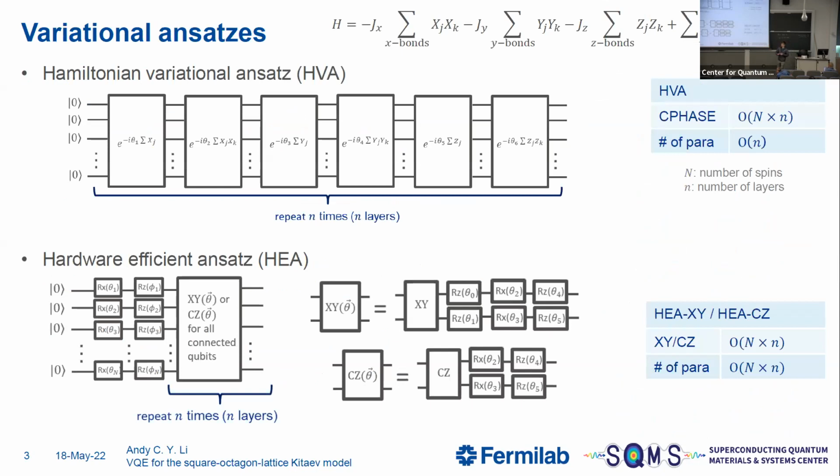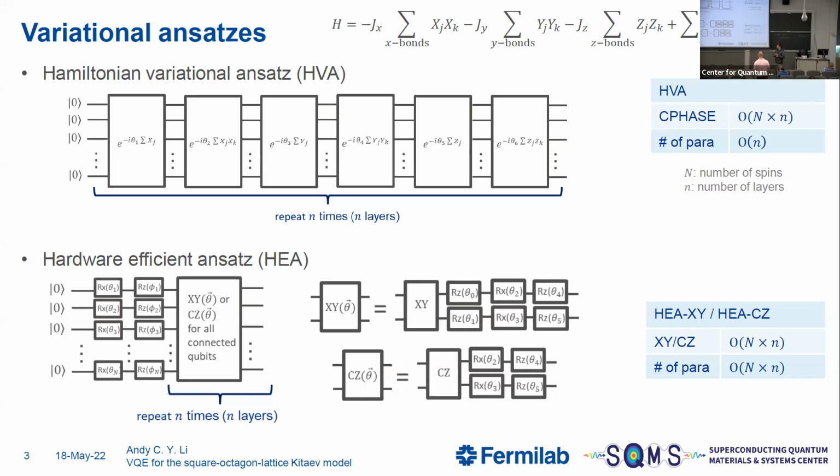Okay, so VQE. The most important point of VQE is what kind of variational ansatz we apply, because this is one of the most crucial points that will determine whether VQE will be successful or not. We try two different VQE ansatzes. One is the Hamiltonian variational ansatz, HVA, and the other is the hardware efficient ansatz, HEA.